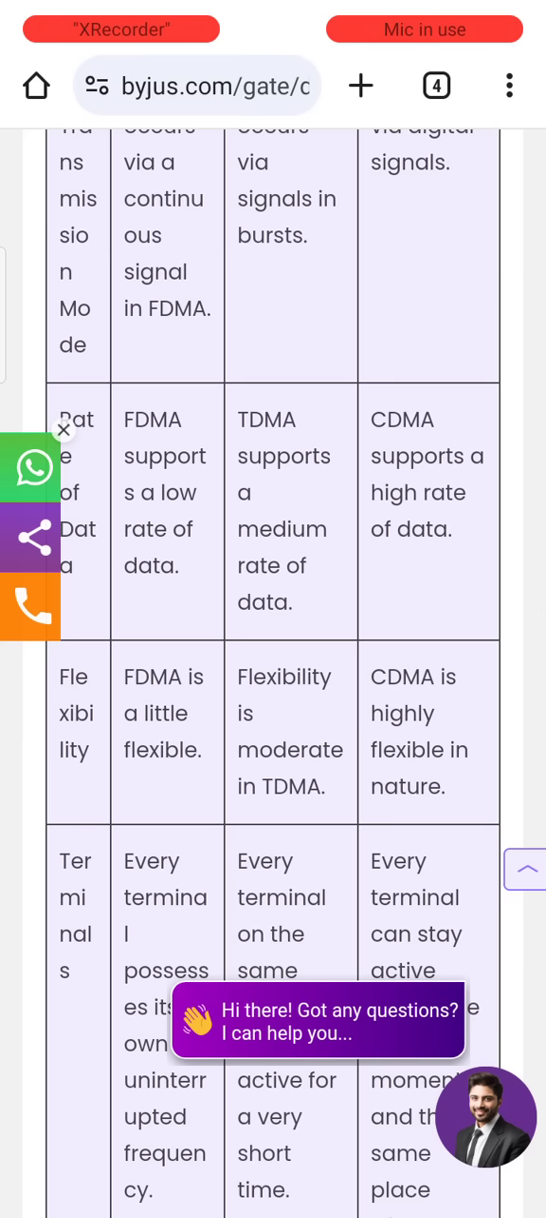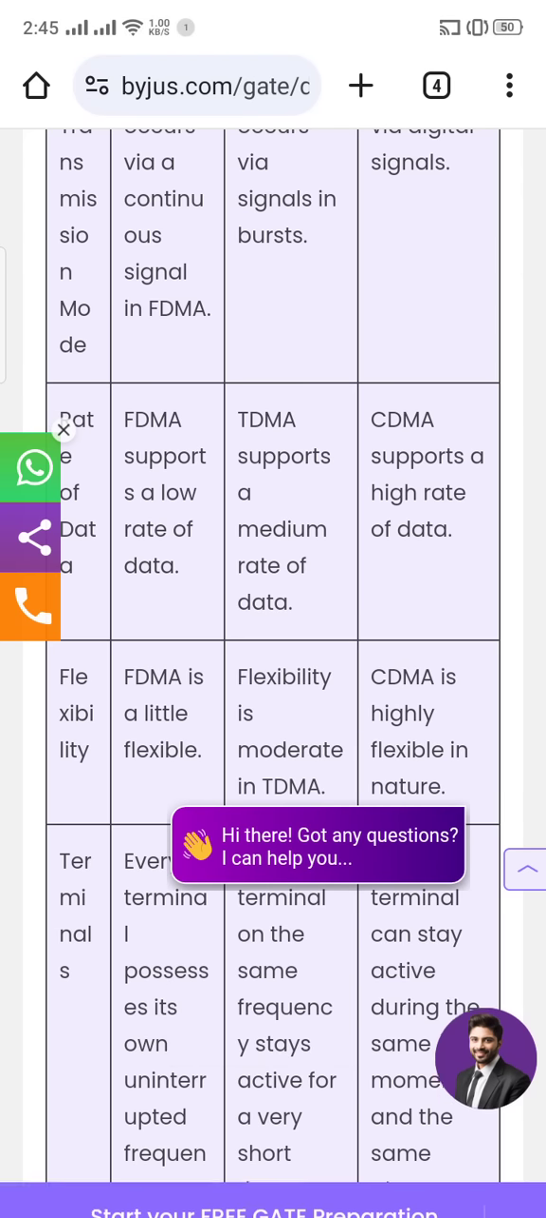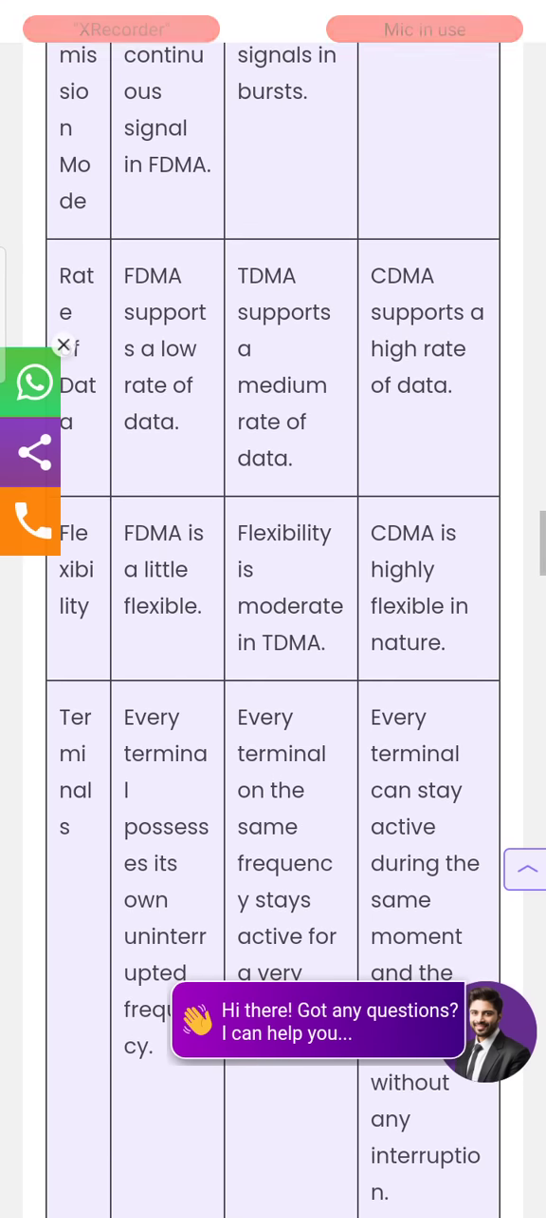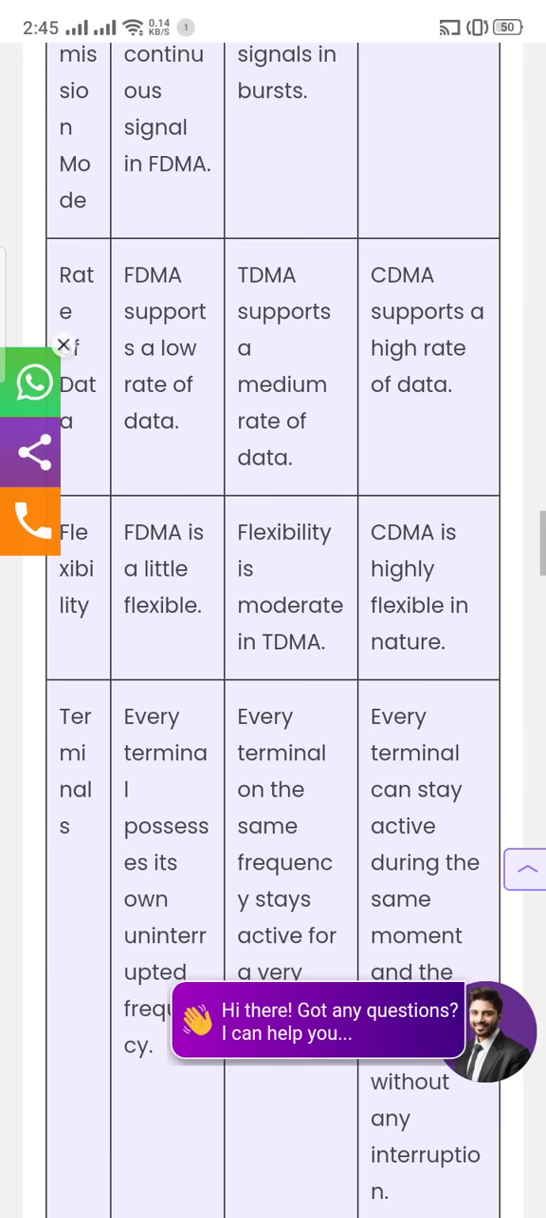FDMA supports a low rate of data. TDMA supports a medium rate of data. CDMA supports a high rate of data. In terms of flexibility, FDMA is less flexible, TDMA is moderate, and CDMA is highly flexible in nature.